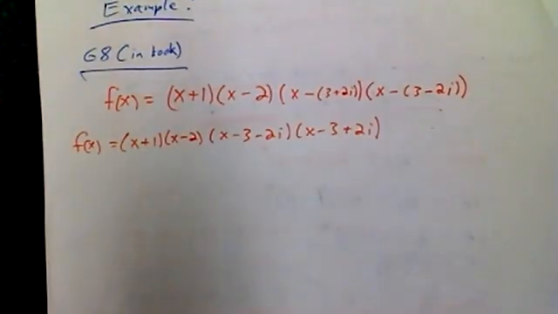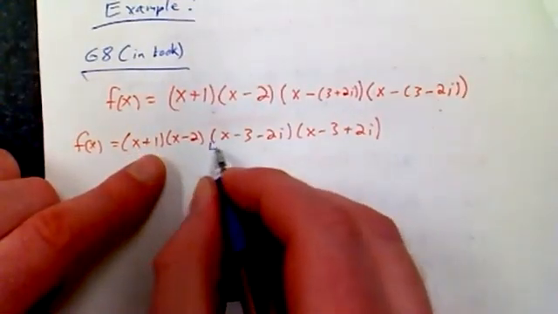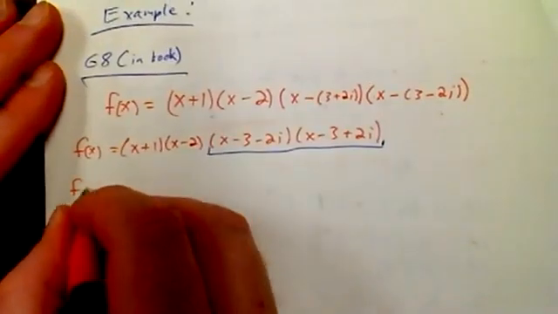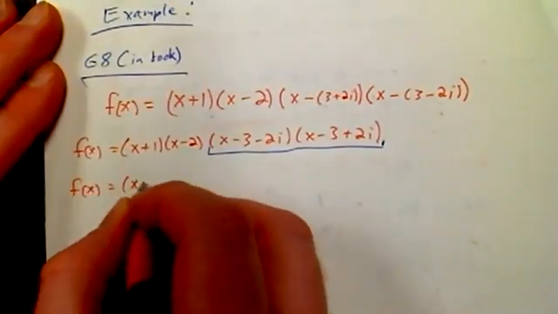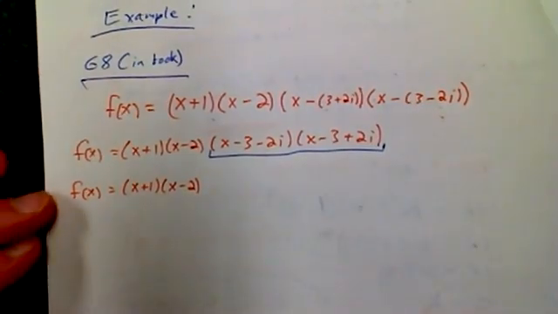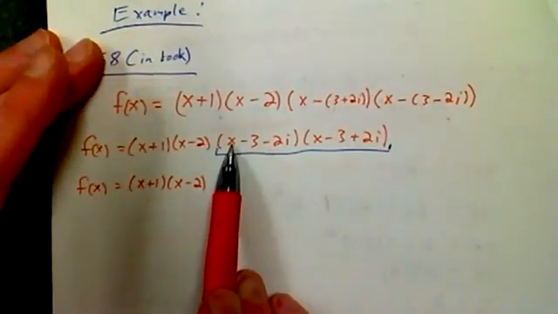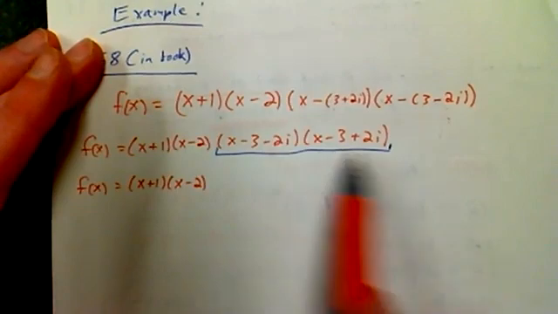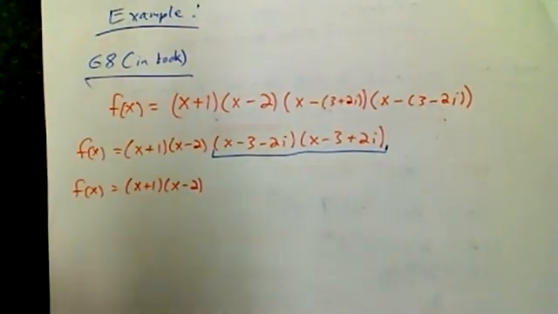So I'm going to start by multiplying these guys together, okay? And then I'll multiply these through later. So f of x is equal to x plus 1, x minus 2, okay? Now, to do trinomials, I have to do x distributed to all three, -3 distributed, -2i distributed. There's going to be 9 terms there, okay?